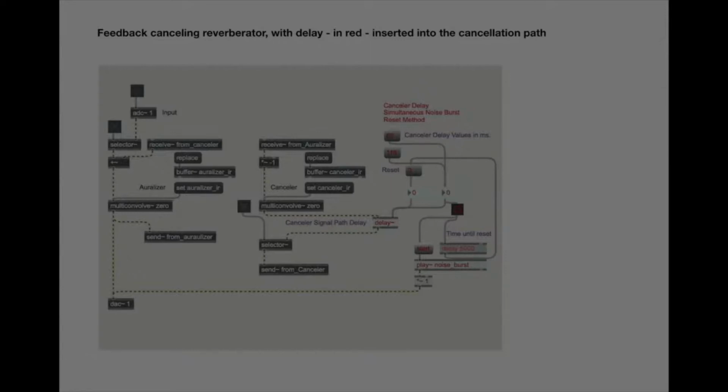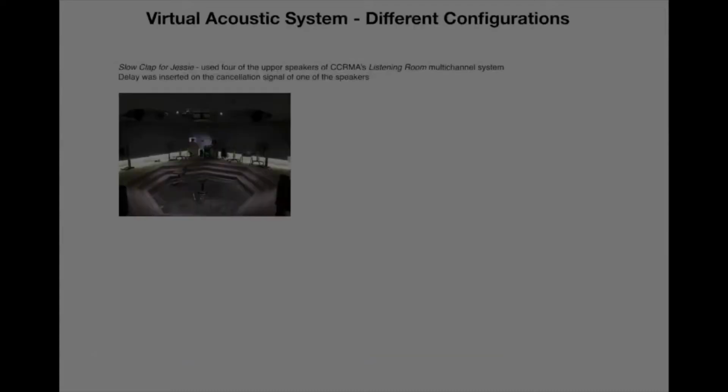In both of the initial sound examples from the beginning of this talk, we used this cancellation signal delay method. In the first sound excerpt, a 2-microphone, 4-speaker virtual acoustic system was used. This was done inside the Karma listening room using 4 of the speakers from the upper ring, with a microphone suspended in the middle of the room. We inserted the delay on only a single microphone and speaker combination.